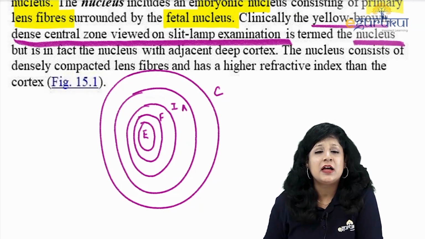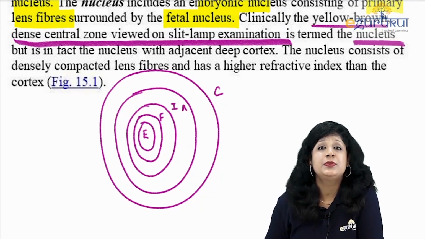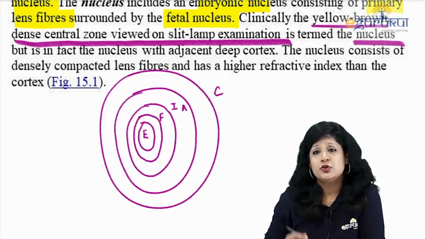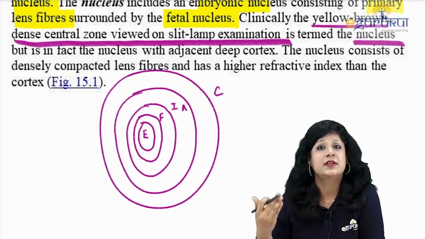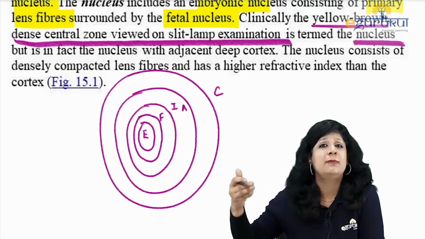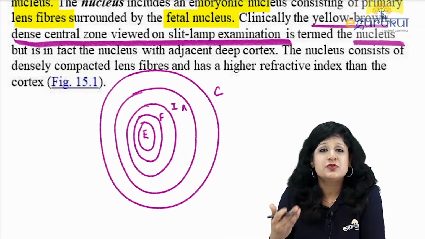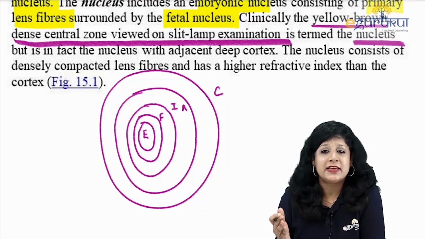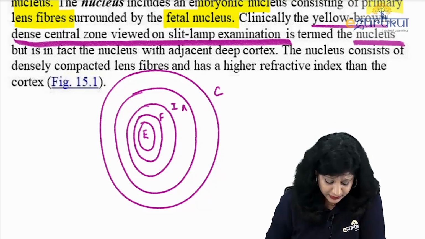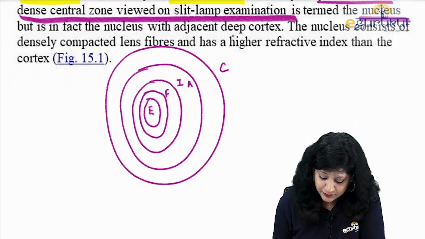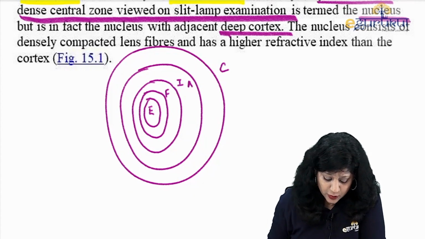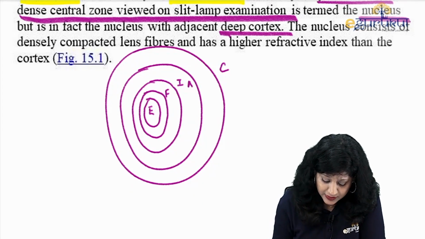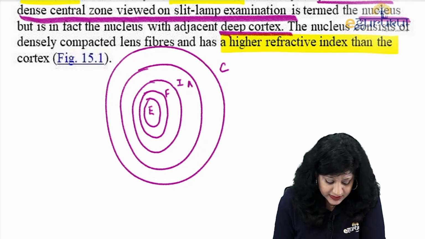If you are able to see the nucleus, to start with it is grayish, then light yellow, then golden yellow, brown, black, something like this. Usually when you start seeing it, you will get something yellow or brownish in color, and then we have the adjacent deep cortex also. The nucleus consists of densely compacted lens fibers, and obviously the nucleus has a higher refractive index than the cortex.